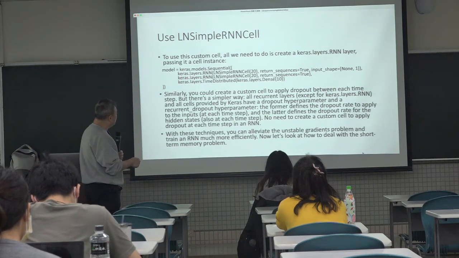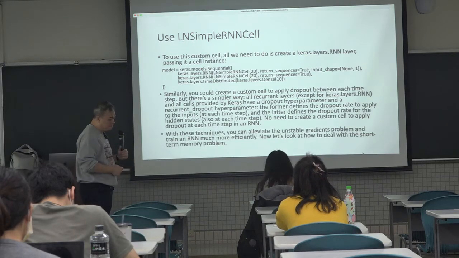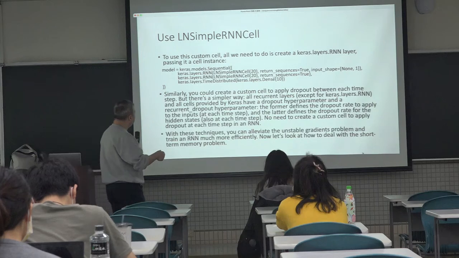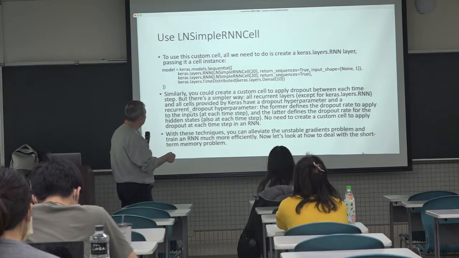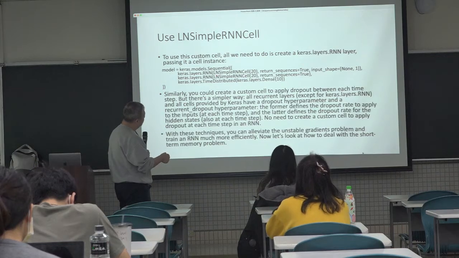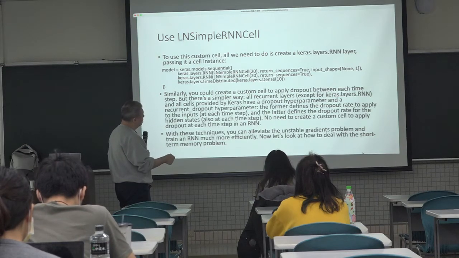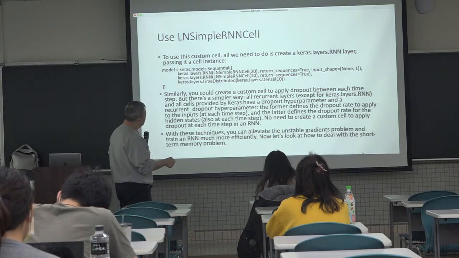we use keras.layers.RNN. This is like a generic RNN layer. And inside here, we specify we want to create the layer normalization version of the simple RNN cell. We want 20 units of that. And the other part remains the same.